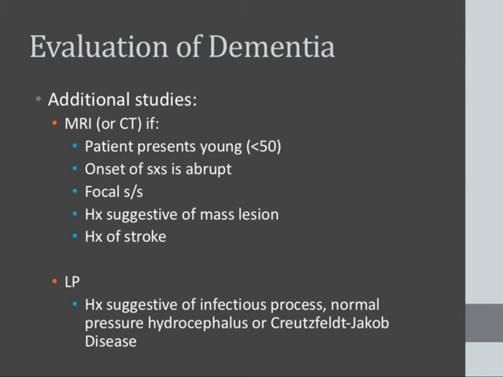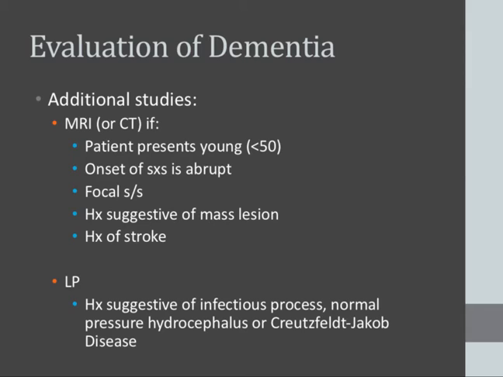MRI is going to be preferable when financially reasonable because it's more sensitive in evaluating the smaller structures like the hippocampus, which are very often involved in dementia patients. There are times when imaging becomes imperative.